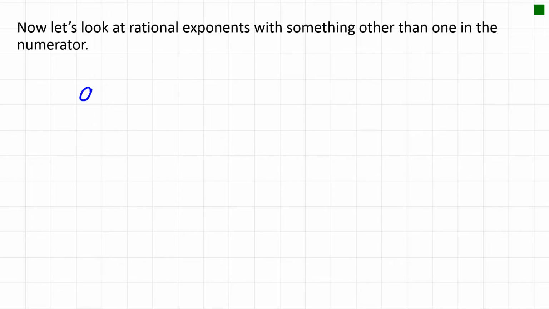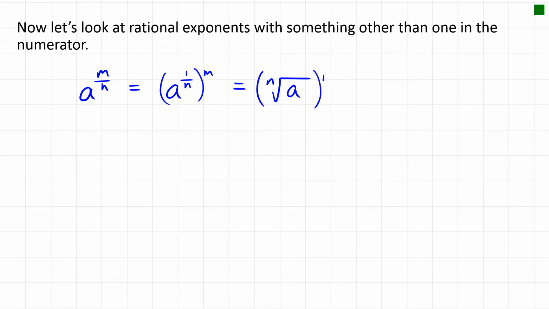So generally speaking, if I had a power like a to the power of m over n, we could write that, using our power rule for exponents, as a to the power of 1 over n, all to the power of m. Because if I multiply that m in there, I would get m over n. Well, as we saw from the previous video, that means that inside my brackets, what I have is the nth root of a, all to the power of m. So a to the power of m over n can be written as the nth root of a, all to the power of m.